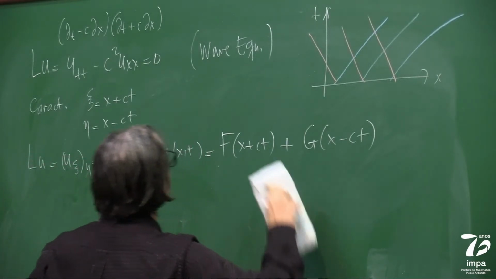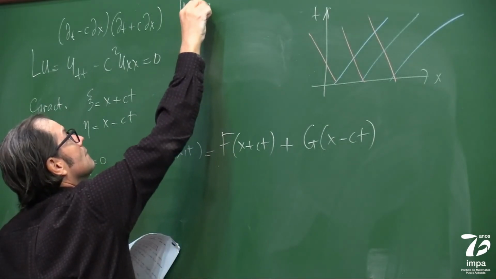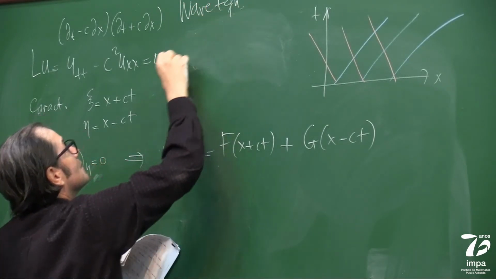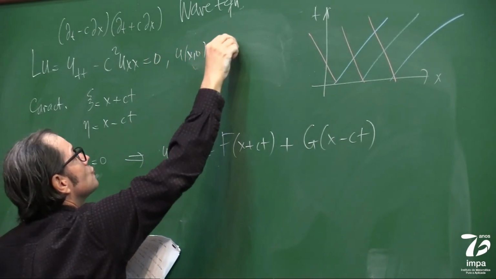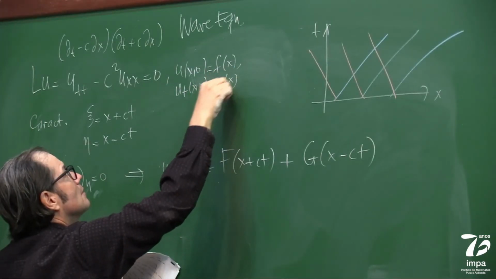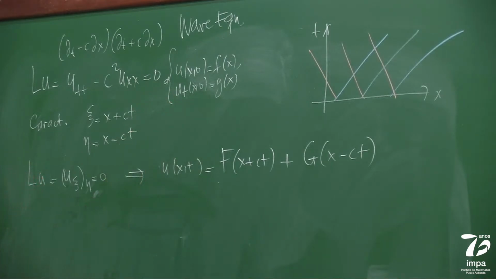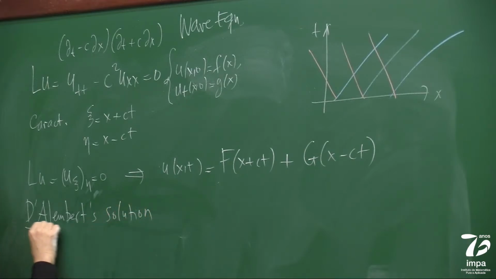Okay, I forgot to put here, whoops, let me erase here. And I forgot to put here that we need initial conditions. Two initial conditions because of second order. Okay, these are the initial conditions. And then if we integrate this, we get the famous D'Alembert's solution.